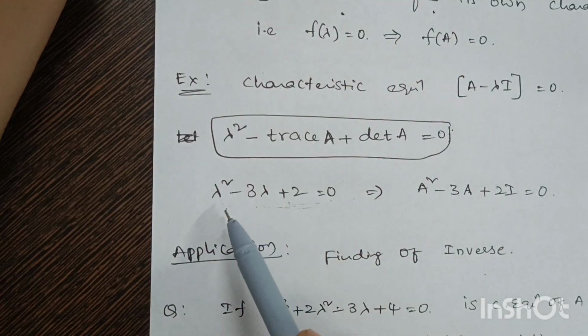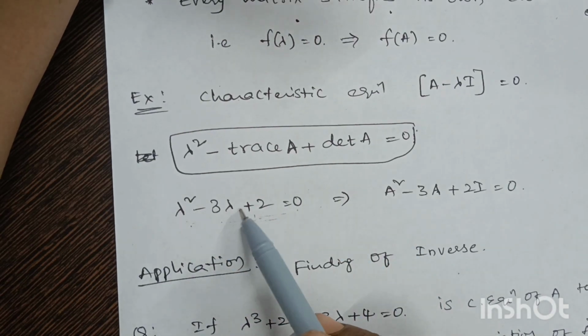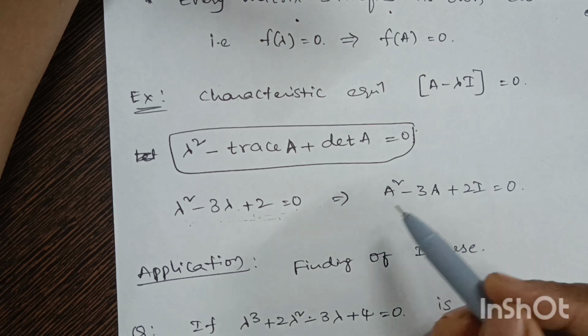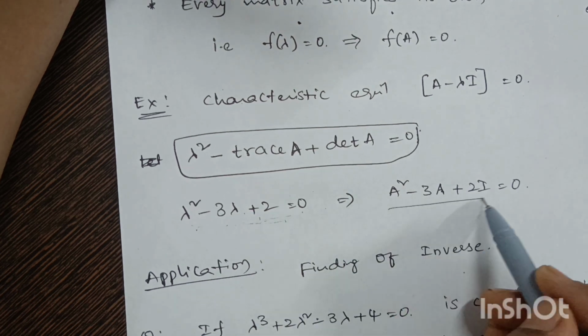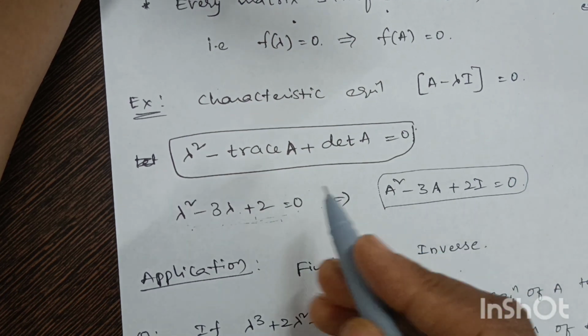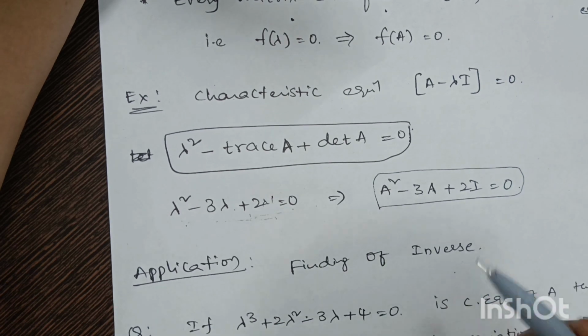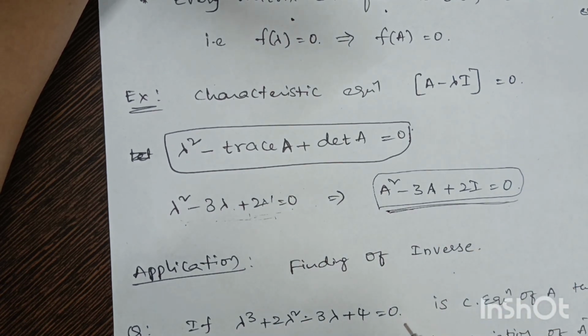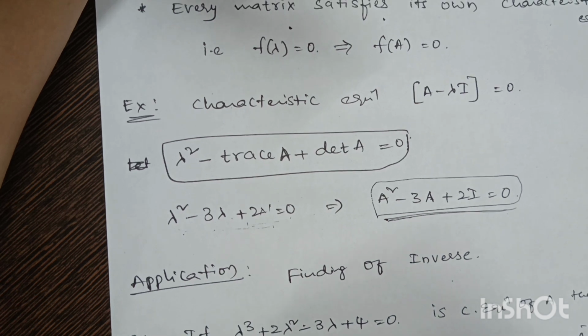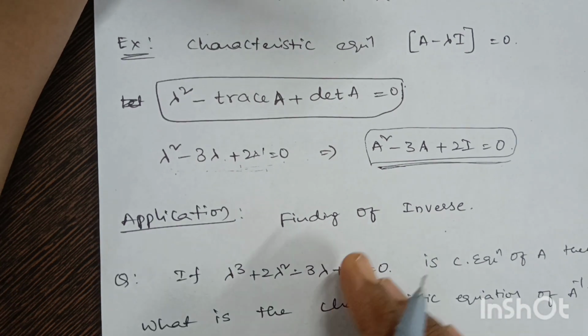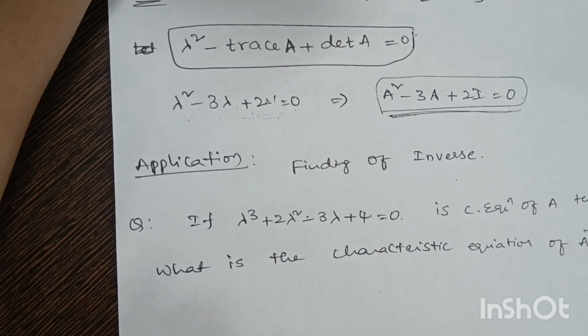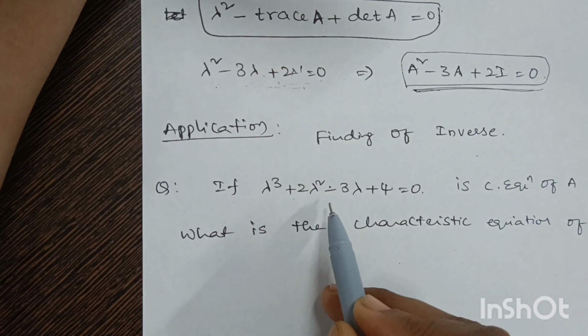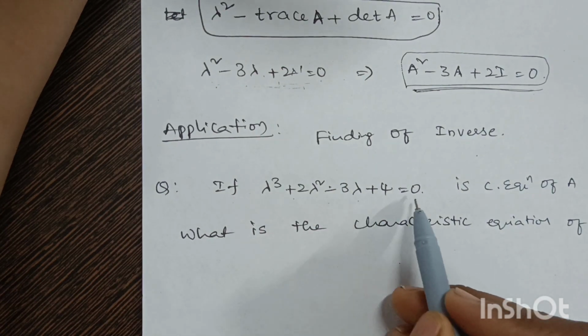to substitute the matrix A, so that A square minus 3A plus 2 times the identity matrix I, that is 2I, is equal to 0. So this is the characteristic equation, and this is the Cayley-Hamilton theorem. The application of the Cayley-Hamilton theorem is finding the inverse. For example, I am taking one example: if lambda cube plus 2 lambda square minus 3 lambda plus 4 equal to 0.